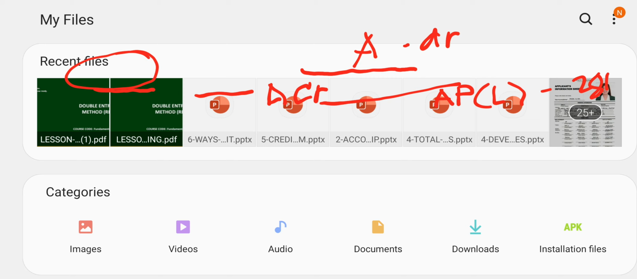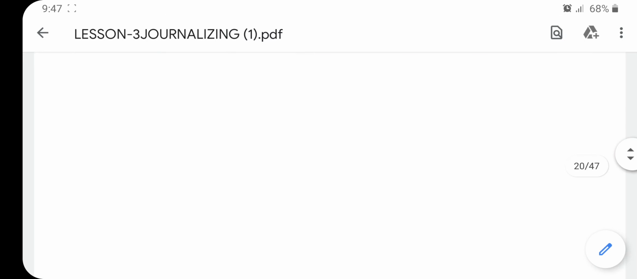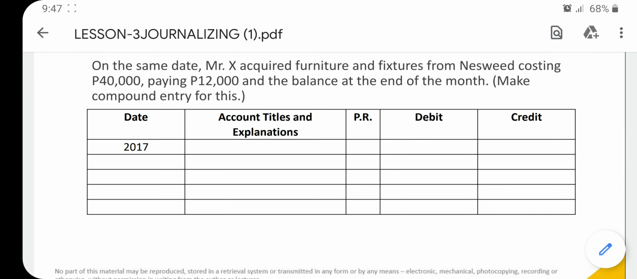Nakakainis na. Wala tuloy yung sulat ko.